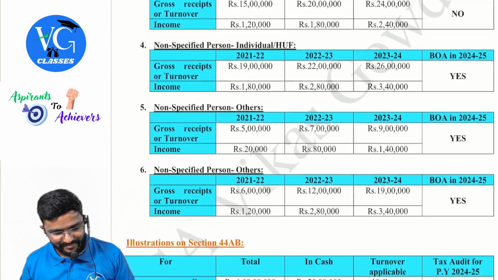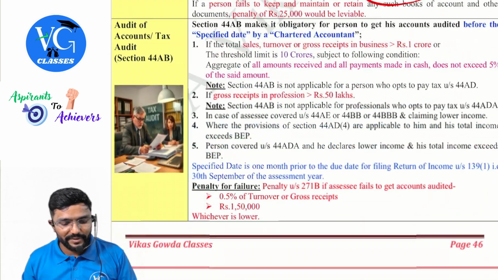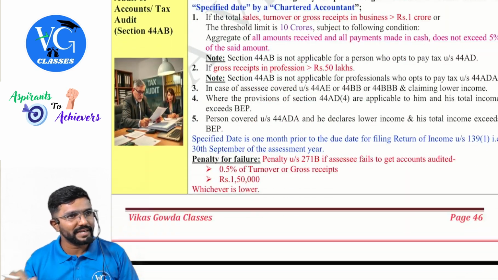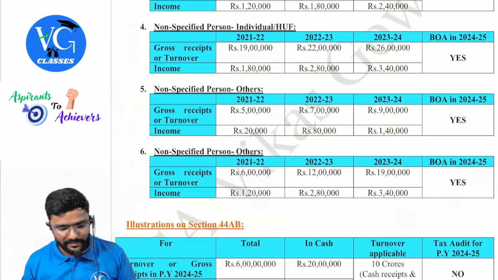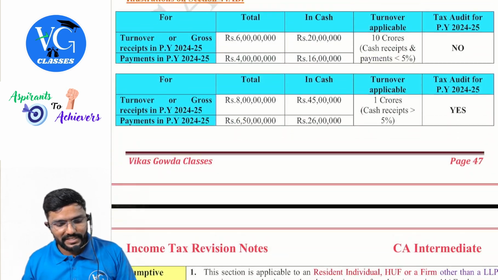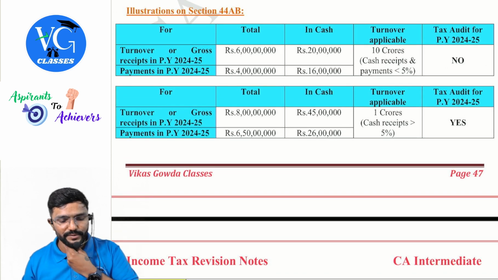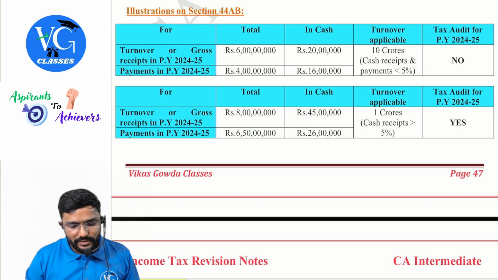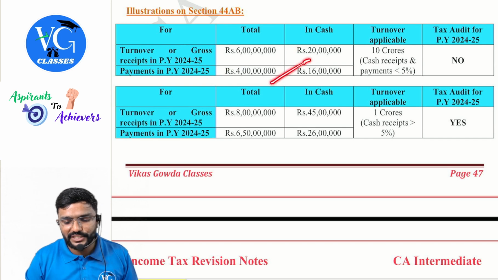Okay. Few points I have kept pending, like 3, 4, 5 year and 2 and 3 year, because I will connect it through presumptives. I have given an illustration here also on 44AB. Observe, total turnover is 6 crore and payments are 4 crore. In cash, I have received 20 lakh and I have paid 16 lakh.